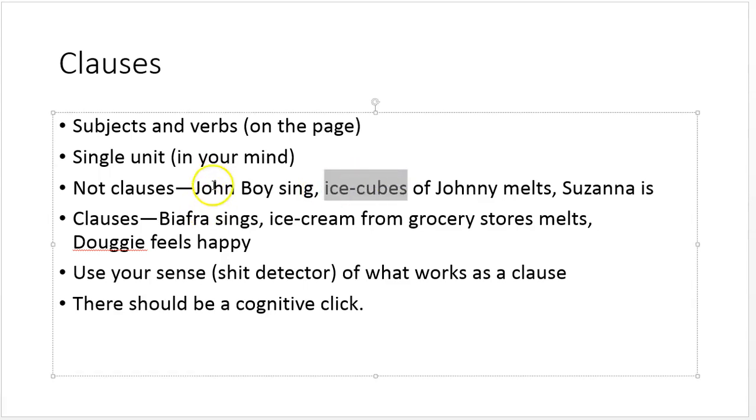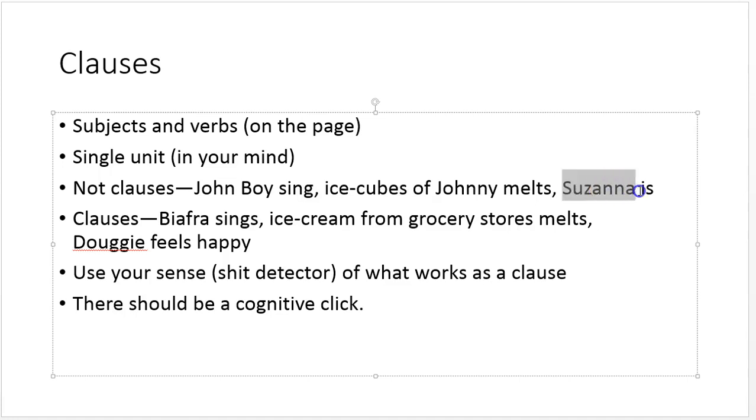By the way, Johnny Boy would be the subject and sing would be the verb, but they don't click in your mind because there's a subject and verb disagreement. Ice cubes would be the subject here, and melts would be the verb, but "ice cubes melts" doesn't click because that's a plural subject and a singular verb. "Of Johnny" messed it up, kind of creates the confusion here. So that's not a clause. "Ice cubes of Johnny melts" doesn't work, and your brain should tell you.